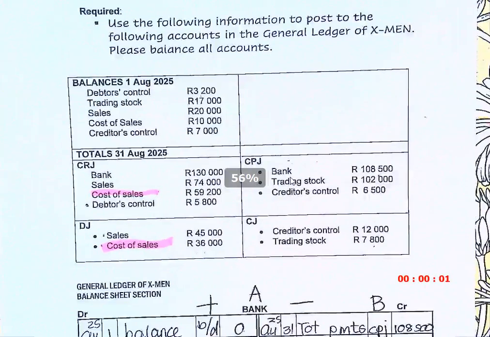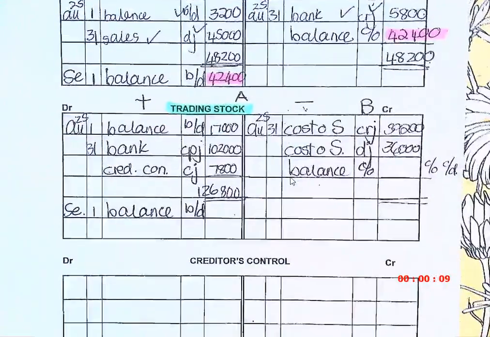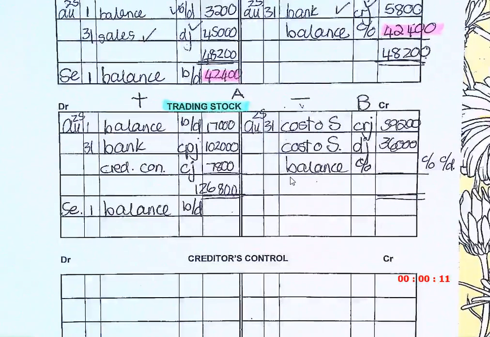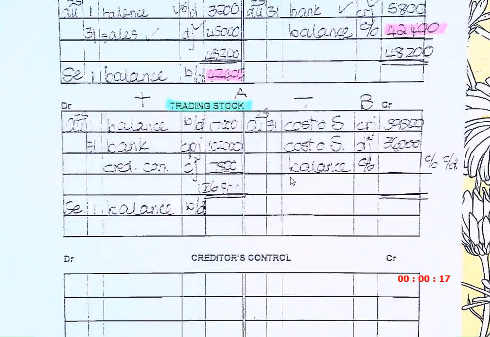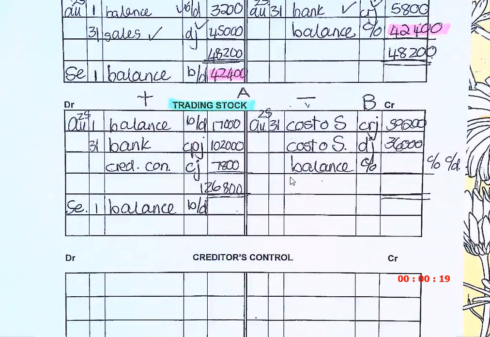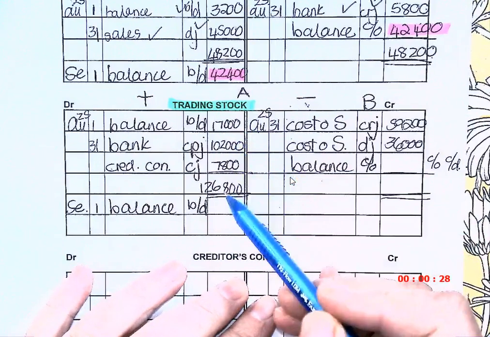We have done bank, we have done debtors, and we are busy with creditors. We need trading stock, we need to balance. So I'm quickly going to explain to you how we balance trading stock, just like any other T account. I go to the plus side, I add the amounts and it gives me a total.